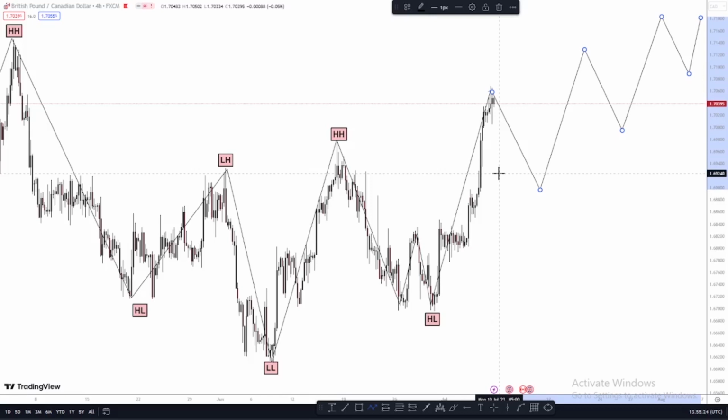So after I've identified my H4 market structures, what do I do next? I go down to my H1 time frame to look for my entries. What I said was, after I identify my H4 market structures, I go down to my H1 time frame to look for my entries. So now let's go down to our H1 time frame to look for our entries.